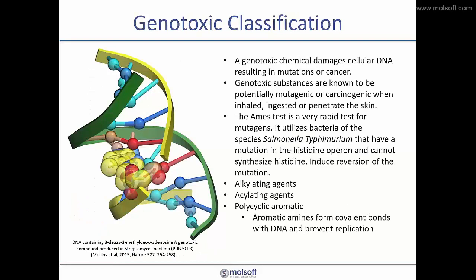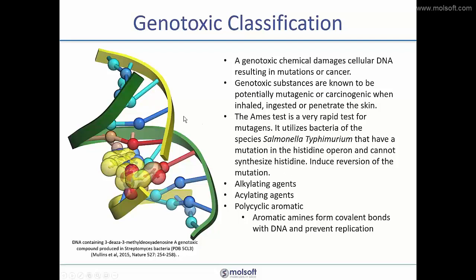There's also, inside ICM, genotoxic classification. Genotoxic means chemicals that are toxic to the genome, causing cellular DNA damage and mutations, possibly resulting in cancer. So genotoxic substances are potentially mutagenic or carcinogenic when inhaled, ingested or penetrating the skin. There's the famous Ames test, which is a very rapid test for mutagens. It utilizes a bacteria that has a mutation in the histidine operon and cannot synthesize its histidine. So the test is to see if your chemical can induce the reversion of this mutation and synthesize histidine.